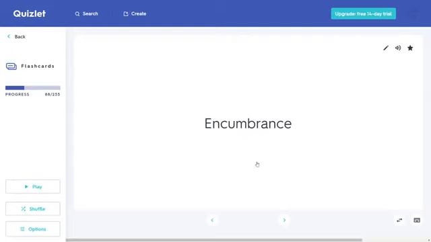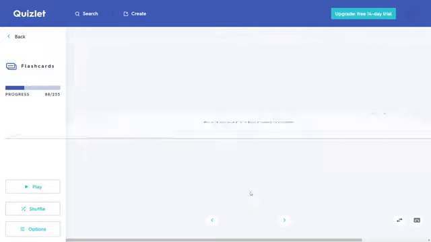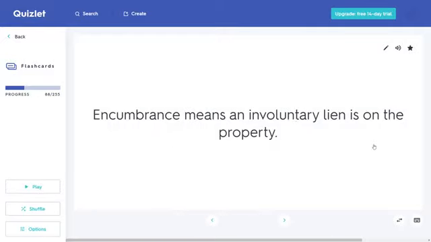Okay, encumbrance. So think this one over. Okay, so do you guys know about encumbrance? Well, whenever I see this term, I think of being encumbered, which means you're being weighed down, and it kind of means the same thing. So encumbrance means an involuntary lien is on the property. So what's that? Well, we'll get into liens a little bit later, same thing with involuntary liens, but basically it just means that there's one on the property and you're not happy about it.